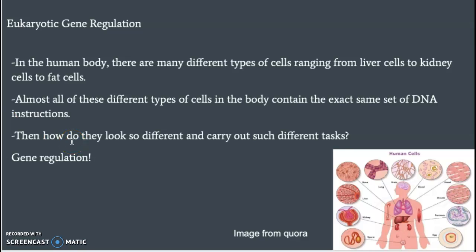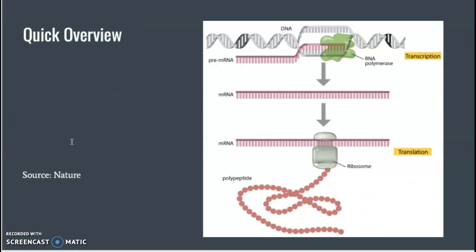So let's talk about eukaryotic gene regulation and then prokaryotic gene regulation. Remember, eukaryotes have more than one cell, such as humans and animals, and prokaryotes just have one cell, such as bacteria. In the human body, there are many different types of cells, ranging from liver cells to kidney cells to fat cells. Almost all of these different types of cells contain the exact same set of DNA instructions. Then how do they look so different and carry out such different tasks? This is due to gene regulation.